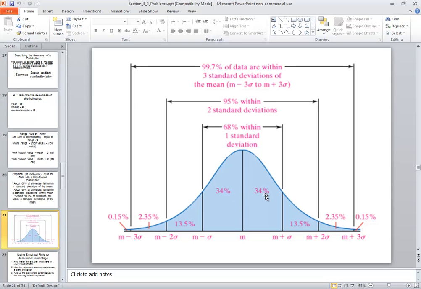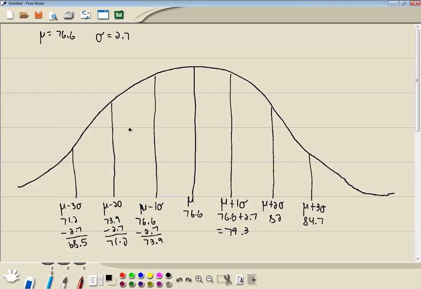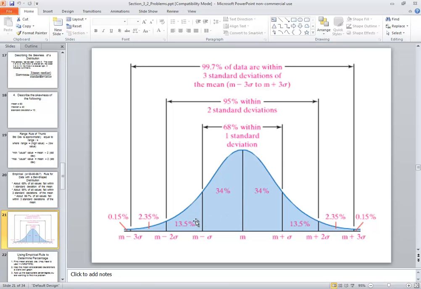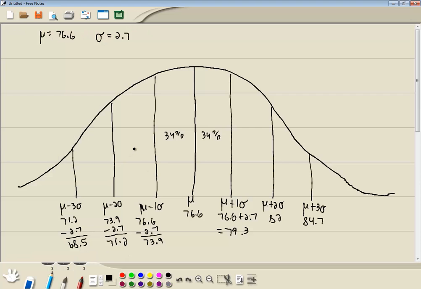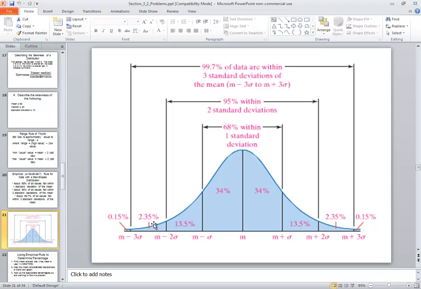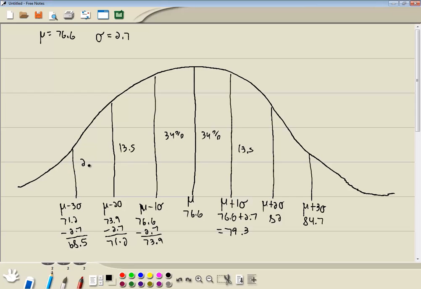Now these are a breakdown of our percentages. So these middle two are 34%. So that's 34%. These next two are 13.5s. So that's 13.5. I won't put percent on there, but they're all percent. Next is 2.35. So 2.35. And then 0.15. Okay, so that's our setup.